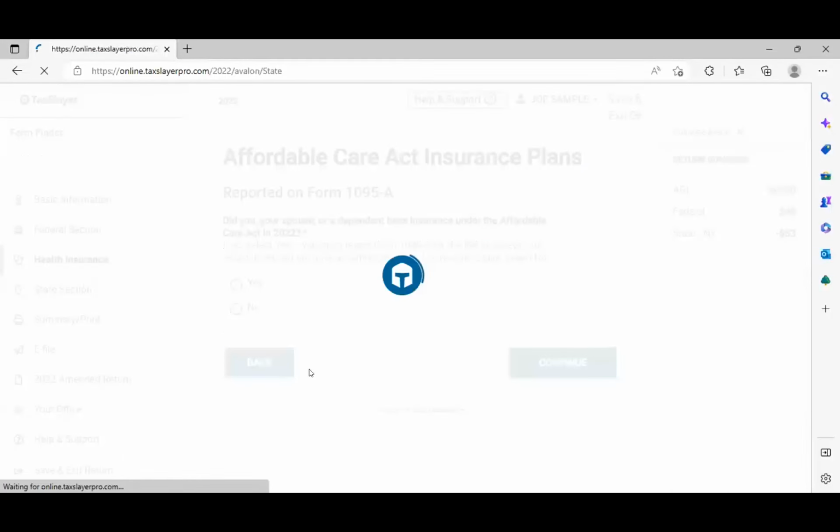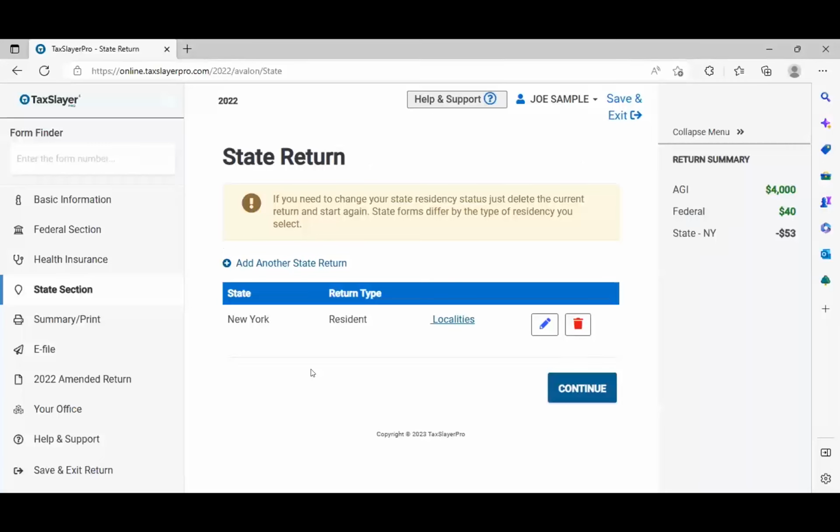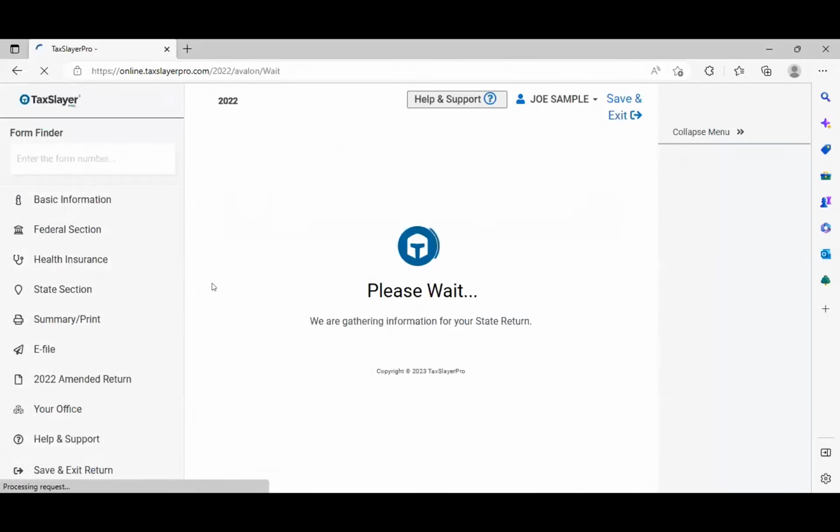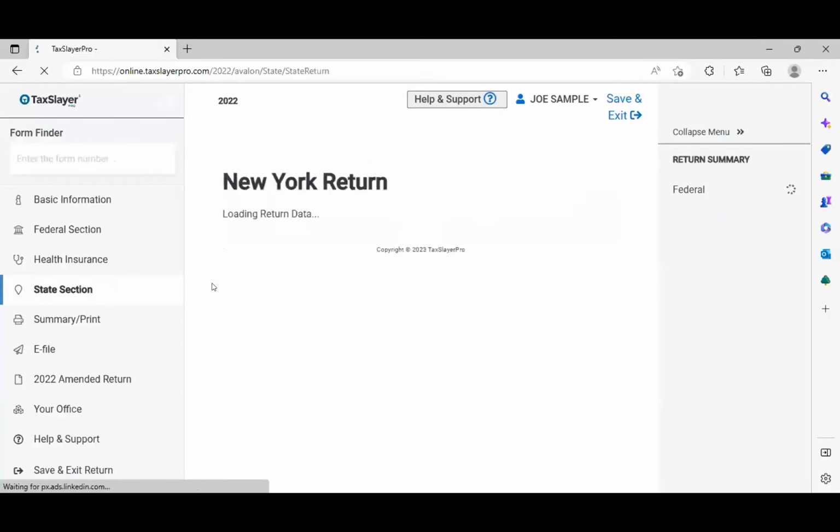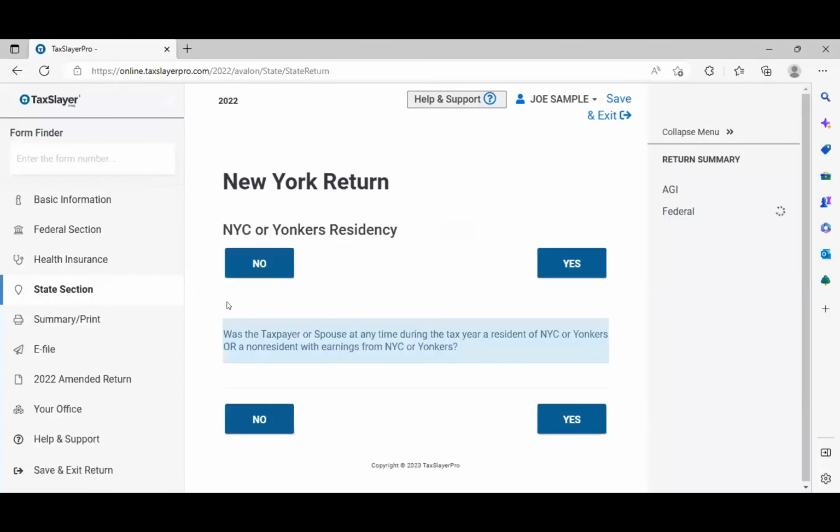Okay, so for Joe Sample, we have entered information on his residence state, which of course in this case is New York. We can delete New York if we put in the wrong state. We can edit the information that we put in there. Let's see what we have on Joe Sample here. Okay, loading the New York return. You will see these questions all the time when you file New York.